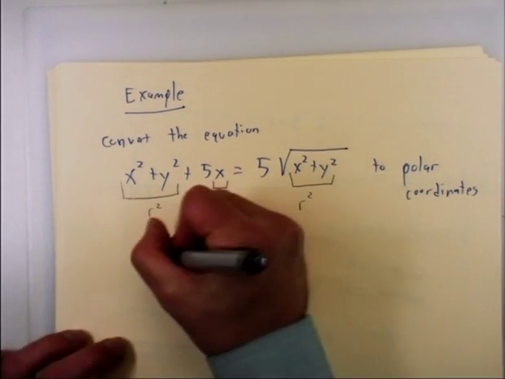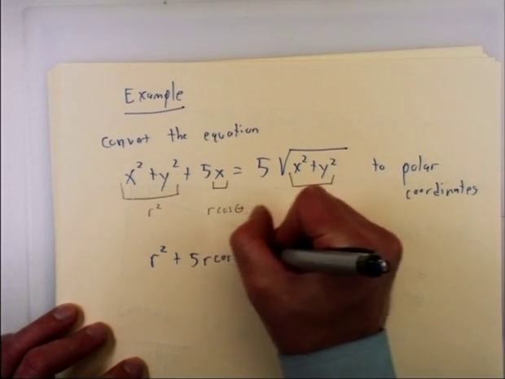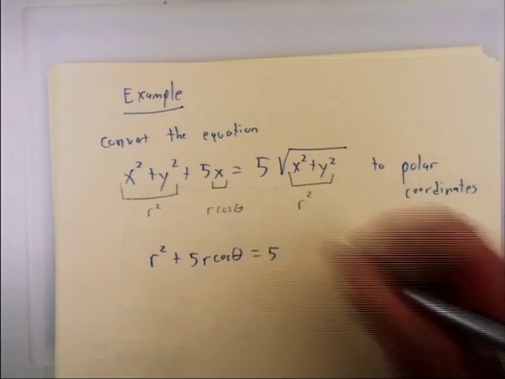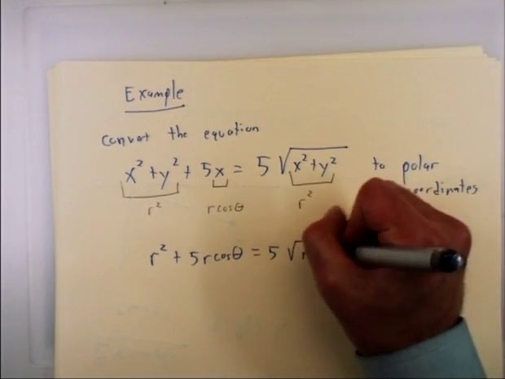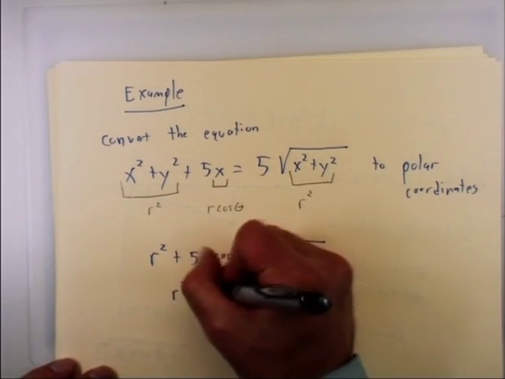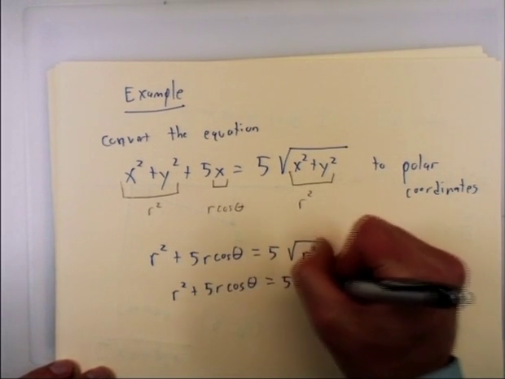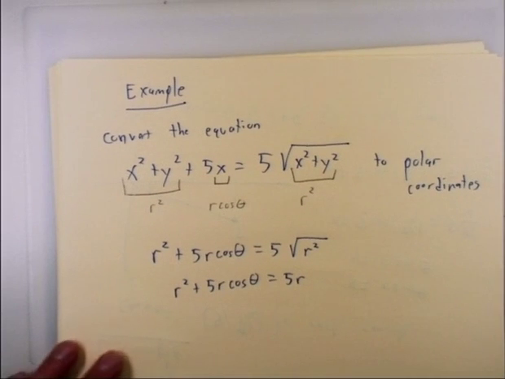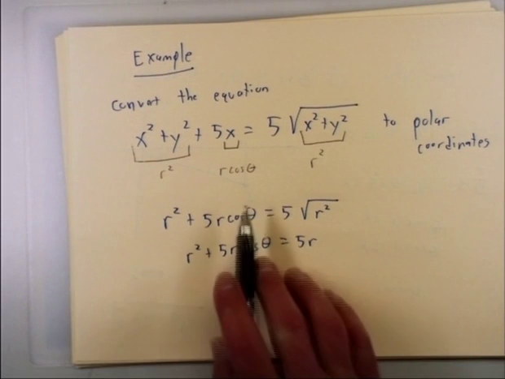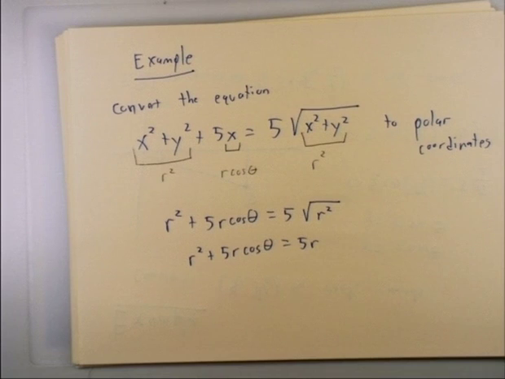So let's rewrite this. I have r squared plus 5r cosine theta is equal to 5 times what? The square root is still there. So I have the square root of r squared. But of course, the square root of r squared is something that simplifies very nicely. r squared plus 5r cosine theta simply equals 5 times r. And if I wanted to, I could even bring all these r's on the same side of the equation. The equation is no less true in this step, or in this step, or in the next one. They all say the same thing. The last one is perhaps a bit prettier.